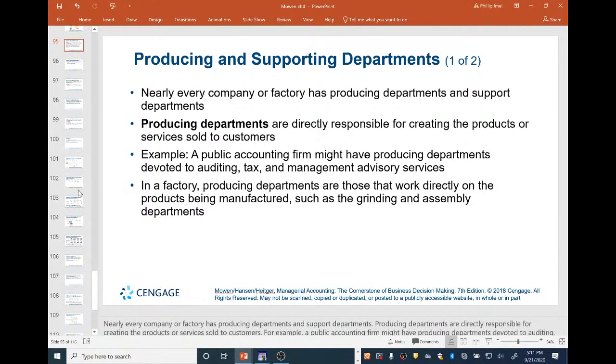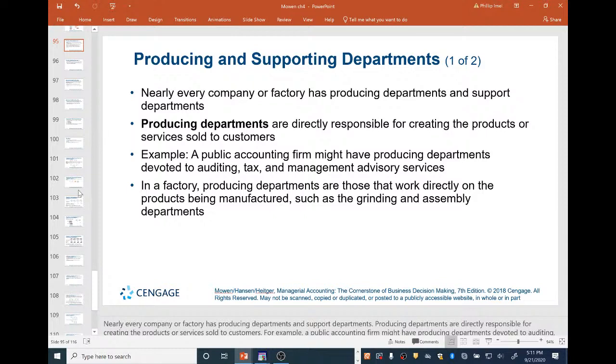Okay, we're getting there. Producing and supporting departments. Nearly every company or factory has producing departments and support departments. Producing departments are directly responsible for creating the products or services sold to the customers. So it says here an accounting firm could have a producing department of tax, of audit, or advisory, or consulting services.